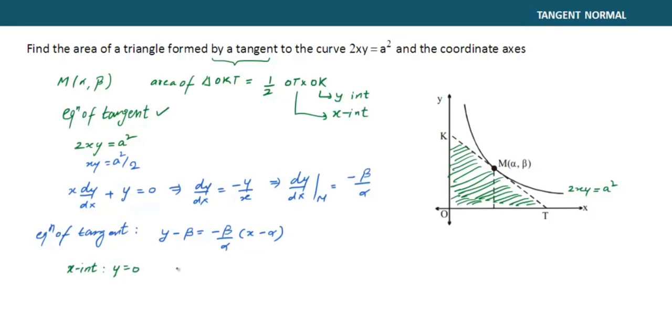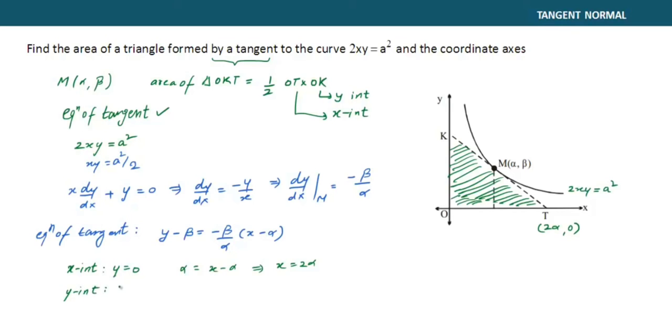By putting y equal to 0. If you just put y equal to 0, can you see, just leave this component, minus beta and minus beta will get cancelled out. You will get something of this sort, which will give you x is equal to 2 alpha. So that means this T point is nothing but 2 alpha comma 0. This we can easily see.